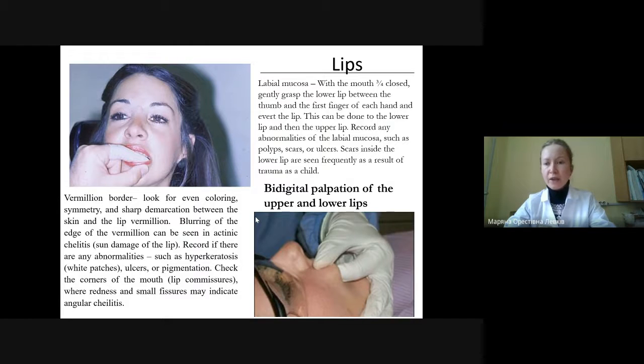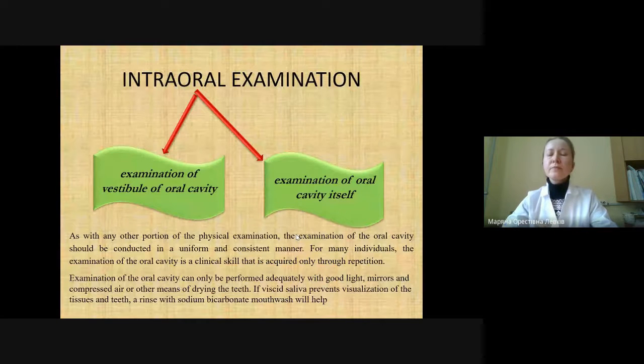Technique of checking: with the mouth three-quarters closed, gently grasp the lower lip between the thumb and the first finger of each hand and avert the lip. This can be done to the lower lip and then the upper lip. Record any abnormalities of the labial mucosa such as polyps, scars, or ulcers. Scars inside the lower lip are seen frequently as a result of trauma in childhood. So these photos show you bidigital palpation of the upper and lower lips.